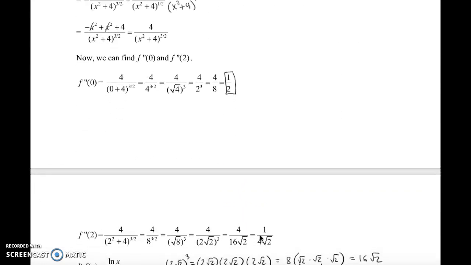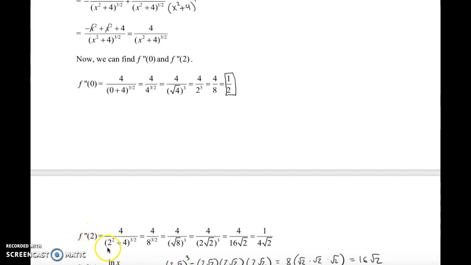At 2, we plug 2 in. We have 4 over 2 squared plus 4. So 2 squared is 4, so we have 8 here, 8 to the 3 over 2 in the denominator. Again, we're going to have 4 over the square root of 8 cubed, and again, we're going to have to simplify this. It makes our life a lot easier. And we want to have our 4 over 2 square root of 2 cubed quantity.